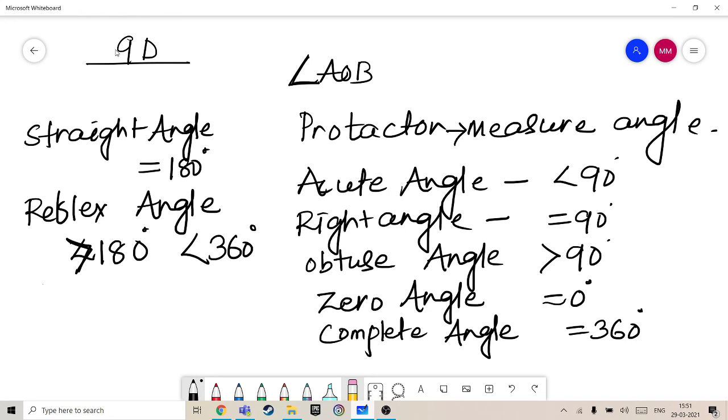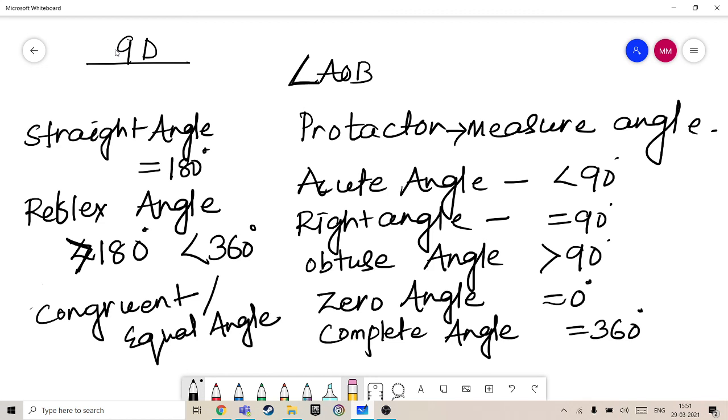And congruent angle is if two angles are equal, then that is called congruent or equal angle. If two angles are equal, AOB or POQ are equal, then that is called congruent or equal angle. This is a symbol, congruent symbol. Okay, that's all. In next class, we will solve exercise 9D questions.